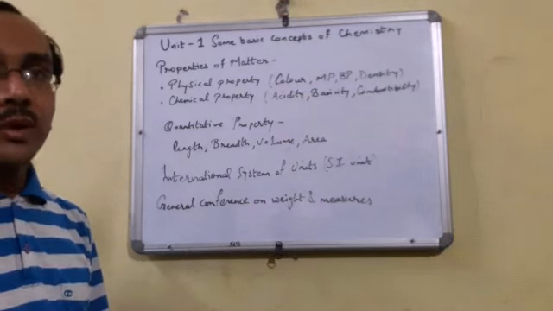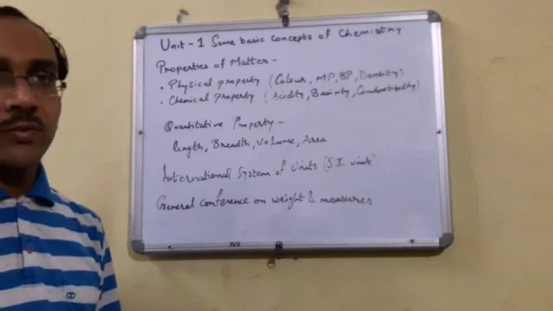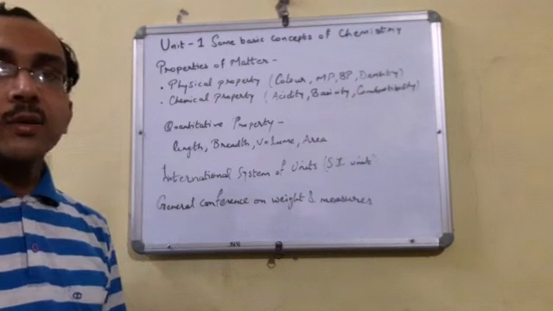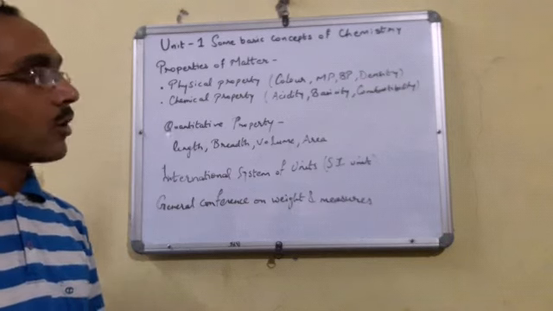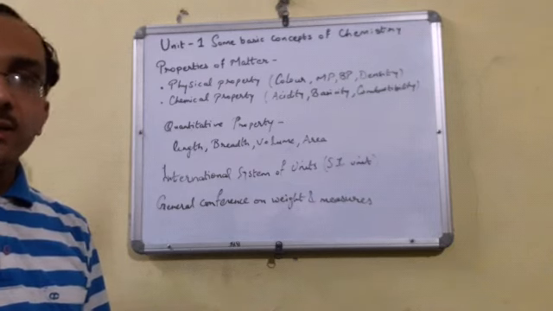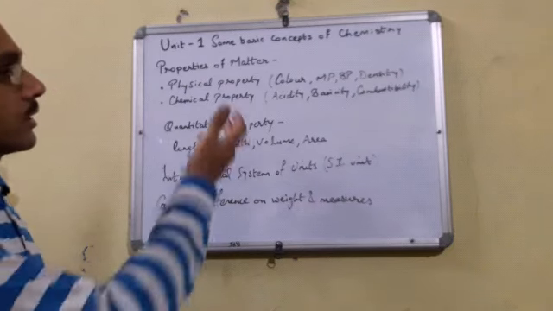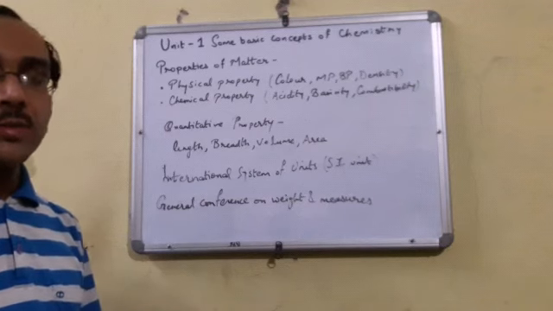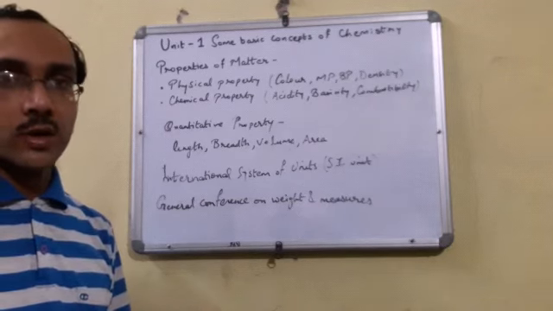Now there are some properties which need a chemical reaction. They are called chemical properties. For example, if we have to check whether a particular substance is an acid or a base, or its combustibility, in that case we require a chemical reaction. So physical properties do not require any chemical reaction, and chemical properties require a chemical reaction to occur.